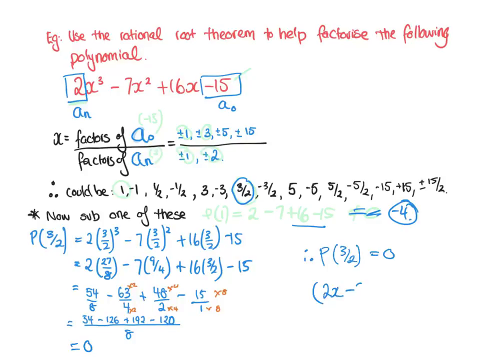2x minus 3. So remember that this is the b value. We make it negative there. b, and that's the a value. So remember the factor theorem rule.